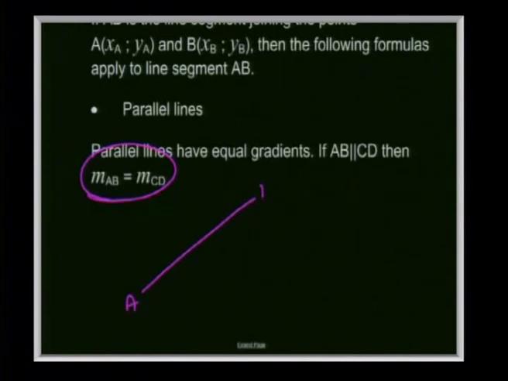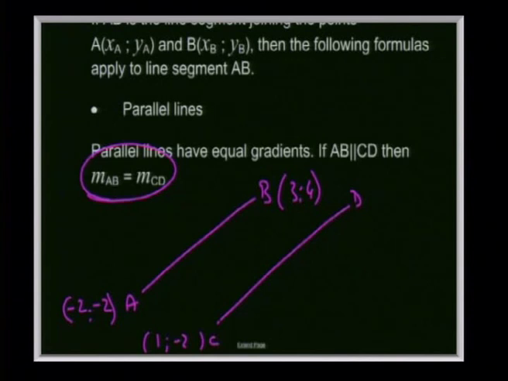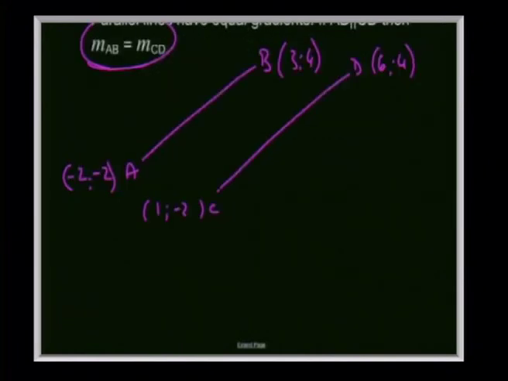There's the line AB, and A is going to be the point -2, and B is going to be the point 3, 4. Another line comes in, the line CD. Well, C has the coordinates 1, -2, and D has the coordinates 6, 4. Are those two lines parallel?